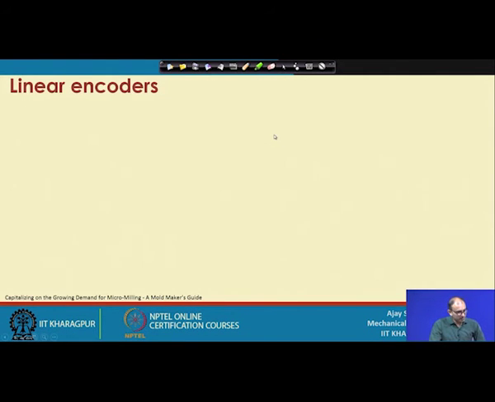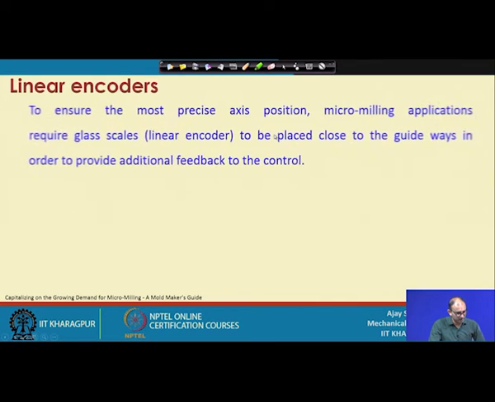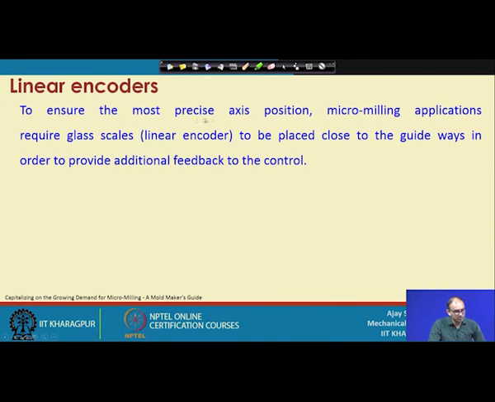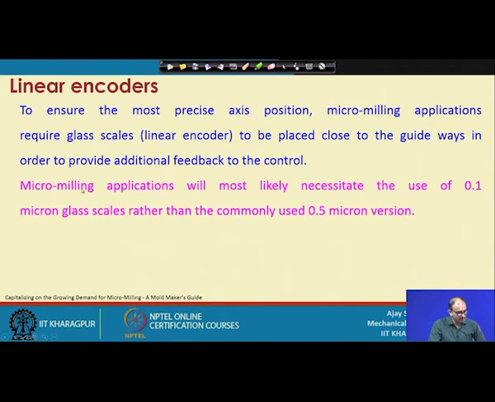Right. So, now let us go to the linear encoder. What are linear encoders? To ensure the most precise axis position, micromilling applications require a glass scale. That is called a linear encoder, placed close to the guideways in order to provide additional feedback to the controller. Right.